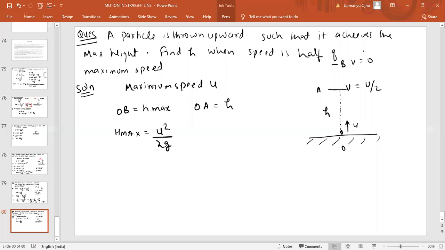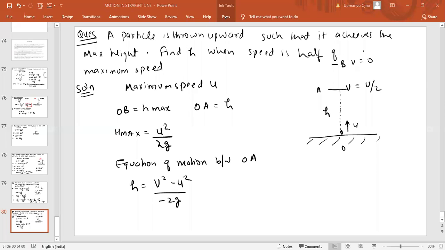Now if I apply the equation of motion between O and A, then I can write s, meaning h, equal to v square minus u square by minus 2g. Is this correct or not? v square minus u square by minus 2g, where v is the velocity at point A and u is the initial velocity.